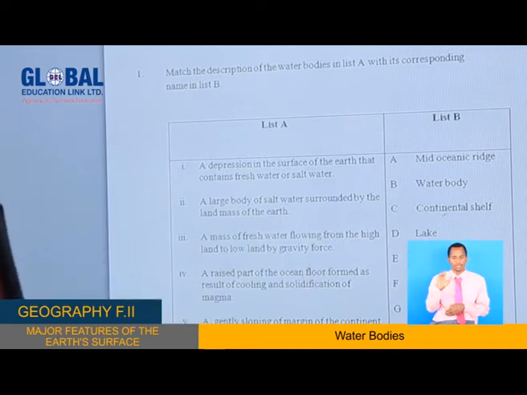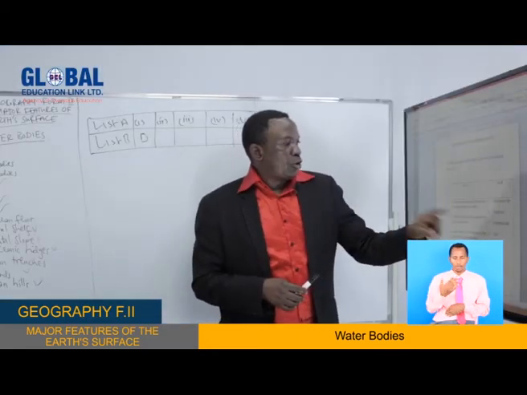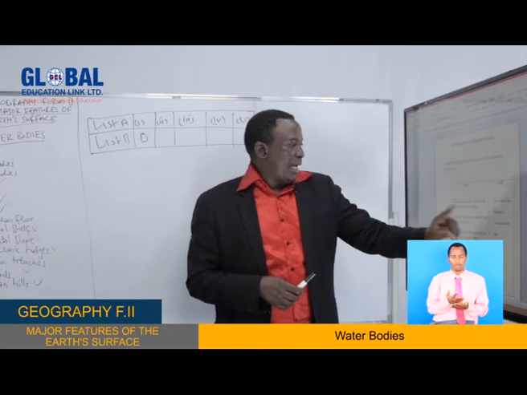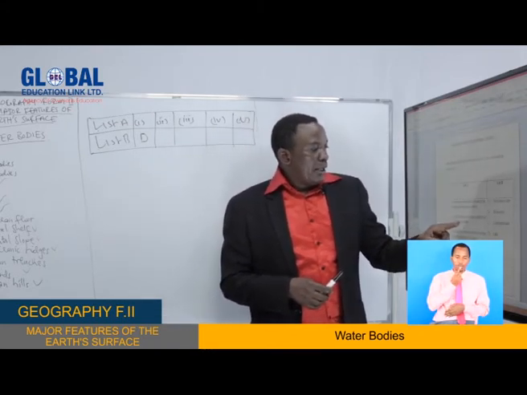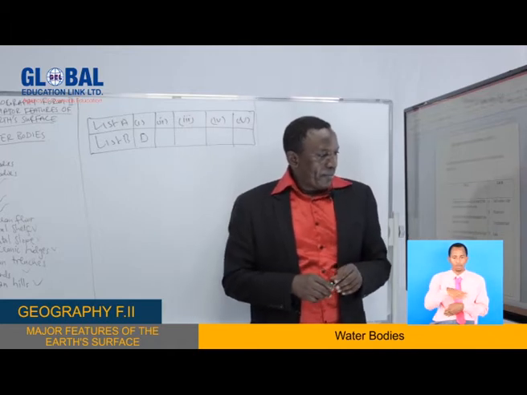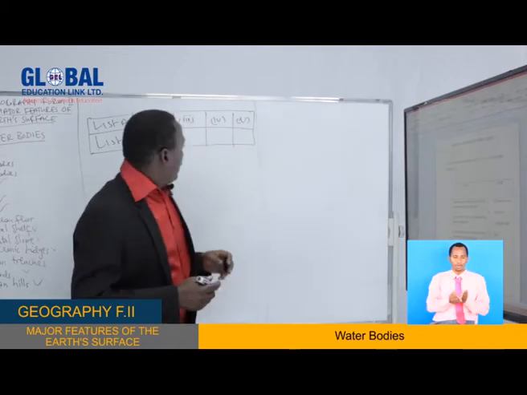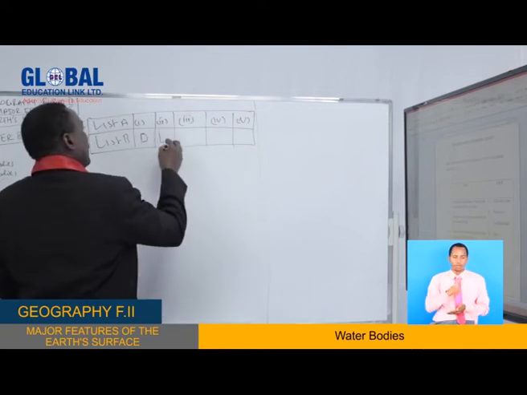C. Continental shelves? No, it's not an answer. Lake we have already picked. The ocean? Yes. The ocean, we said, has salt water and is surrounded by the land masses of the earth. So the answer here is A. You put the answer here, A.